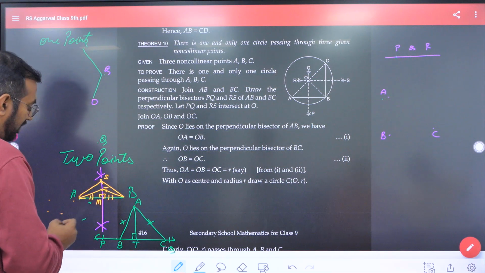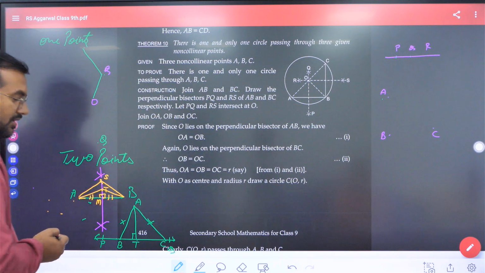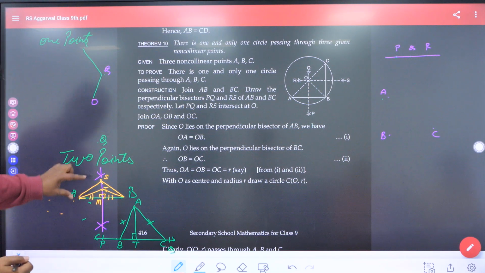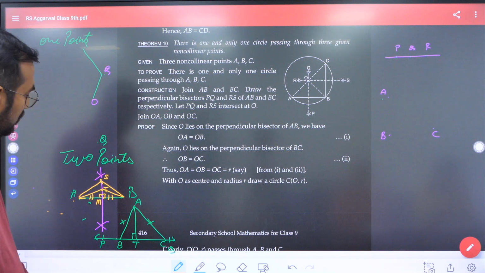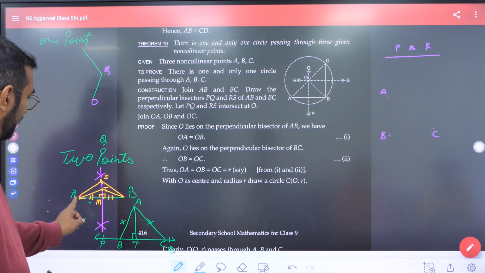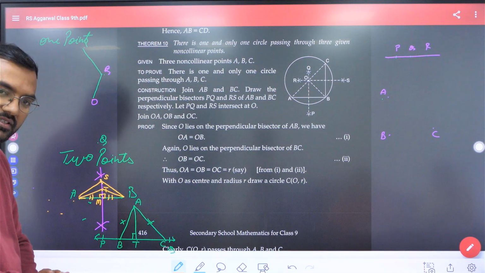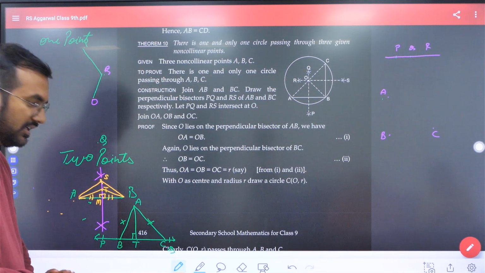Similarly, you can prove that triangles ASM and BSM are congruent. So AS is equal to BS. So what is the conclusion? The conclusion is that A and B are equidistant from S. A and B are equidistant from T.